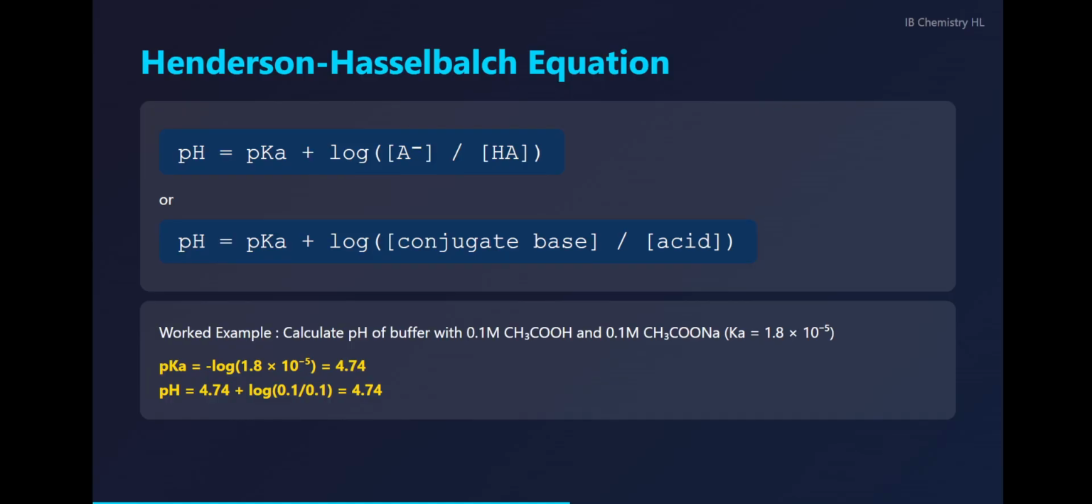Buffer capacity depends on the concentration of the acid-base pair. The more concentrated the buffer, the greater its capacity to resist pH changes. Common buffer examples include acetic acid with sodium acetate and ammonia with ammonium chloride. Buffers are crucial in biological systems, industrial processes, and analytical chemistry.